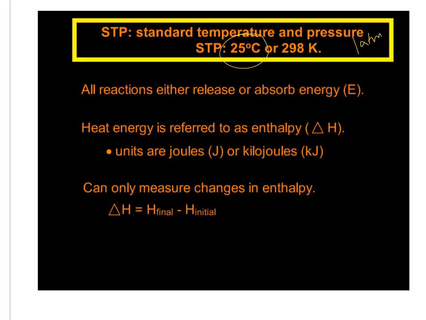Okay, all reactions either release or absorb energy, and we abbreviate energy with a capital E. Heat energy is referred to as enthalpy. So the delta H, the triangle and the H, that's enthalpy. Your units are going to be joules or kilojoules, and we can only measure the change in enthalpy. That's why we put a triangle here. This means change. And so when you're finding change, you're going to take your final and subtract your initial.